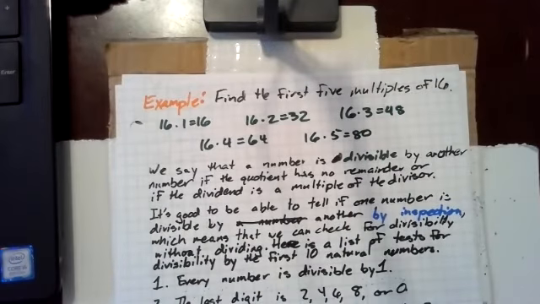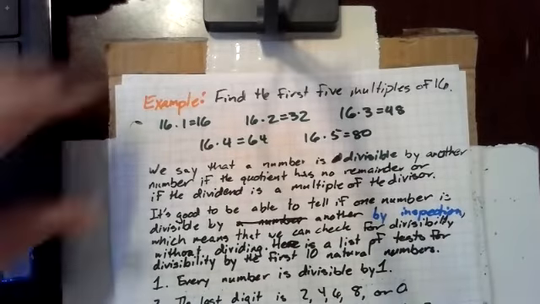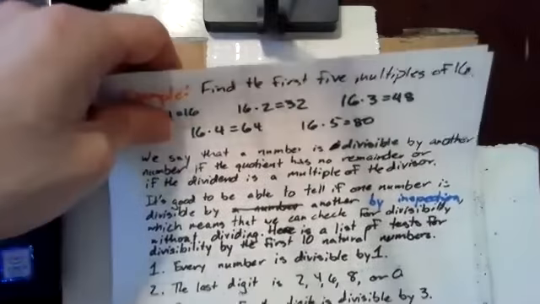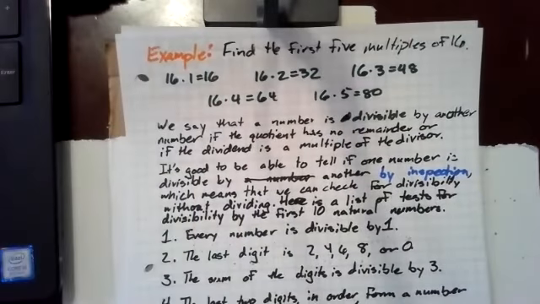We say that a number is divisible by another number if the quotient has no remainder, or if the dividend is a multiple of the divisor. It's good to be able to tell if one number is divisible by another by inspection, which means that we can check for divisibility without dividing. Here's a list of tests for divisibility by the first 10 natural numbers.